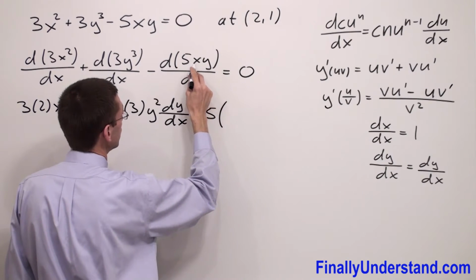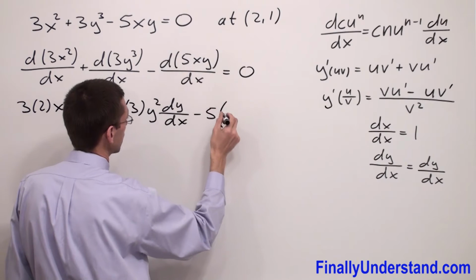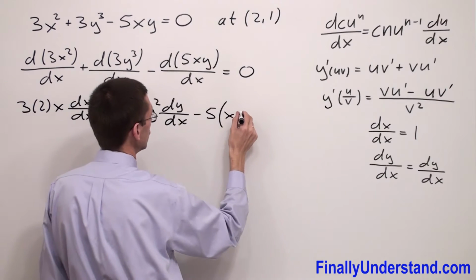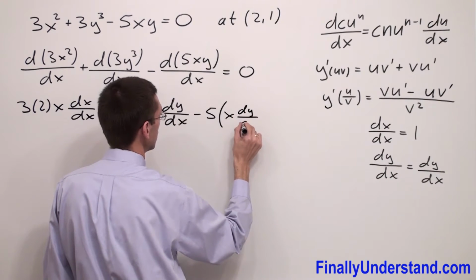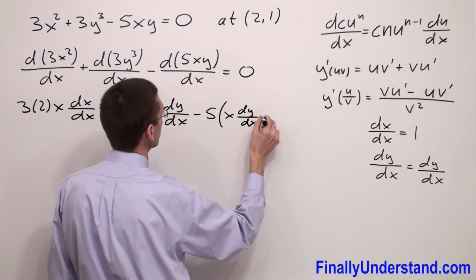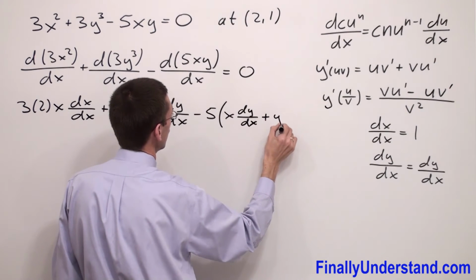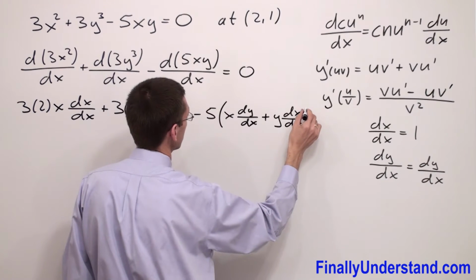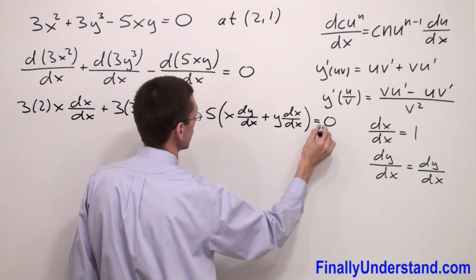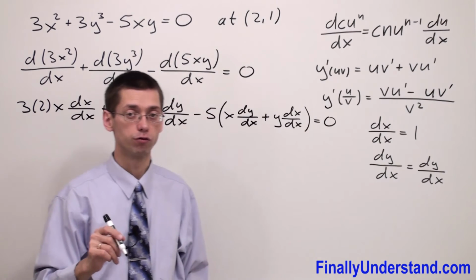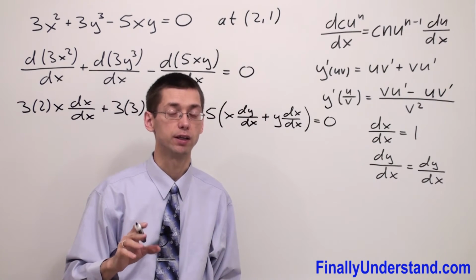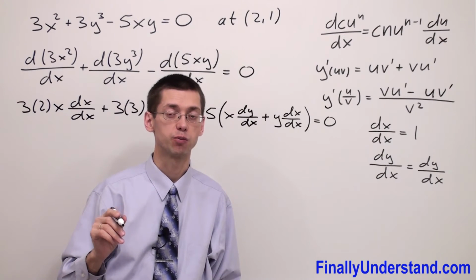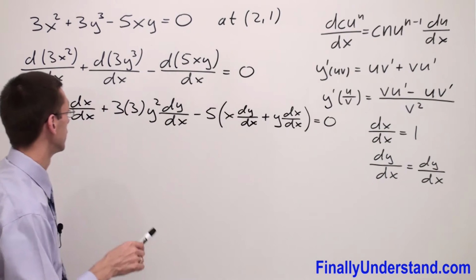Okay, I have to find the derivative of the product. So I have x, I'm going to apply this rule, x dy over dx plus y dx over dx, close parenthesis, everything is equal to 0. If any one of you doesn't understand what I'm doing, it means you have to review the previous problems which I explained with the derivatives.